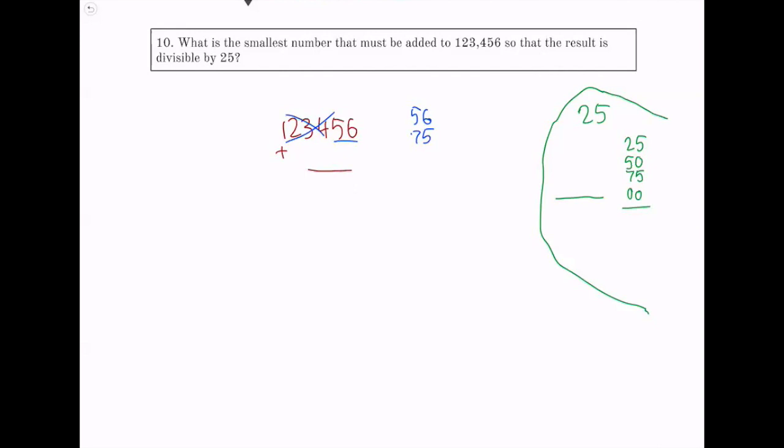Exactly, yeah. People are saying 19. That's exactly correct. If you add 19, you get 75. So 19 is the answer. The reason it's the smallest is because you could have added like 44, and you would have still gotten a multiple of 5, but 44 is larger than 19, and you want the smallest number. Any questions?